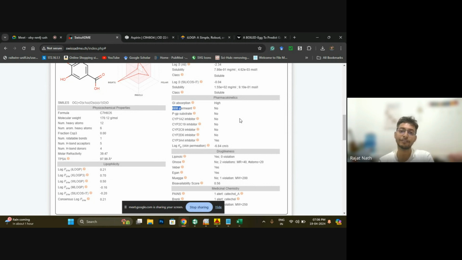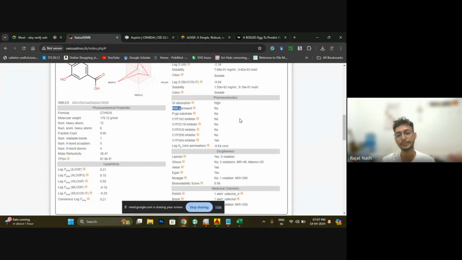So again, if you are working on something other than a neurodegenerative disease, then it should be PGP substrate yes, if the compound is blood-brain barrier permeable. What will happen in that case? If your compound or ligand crosses the blood-brain barrier, the PGP substrate will efflux it out from the blood-brain barrier and it will not interact with the central nervous system.